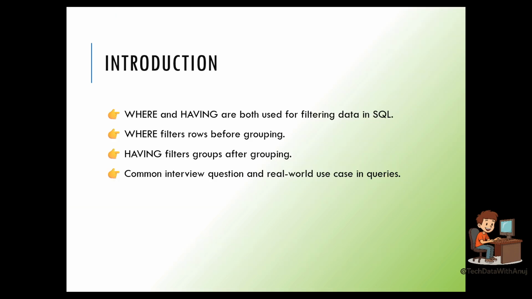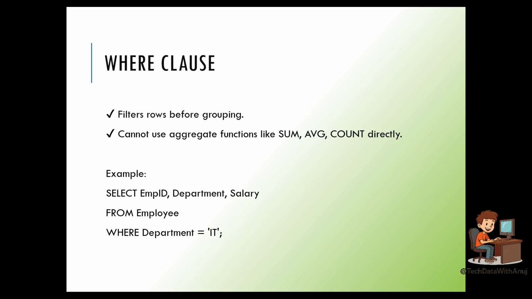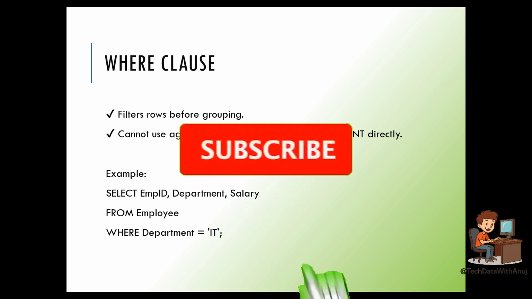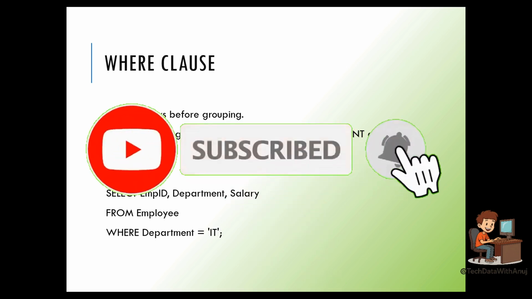First we talk about the WHERE clause. The WHERE clause is used to filter rows before grouping. This means it works on the raw data in the table. For example, consider we have an employee table with employee ID, department and salary.